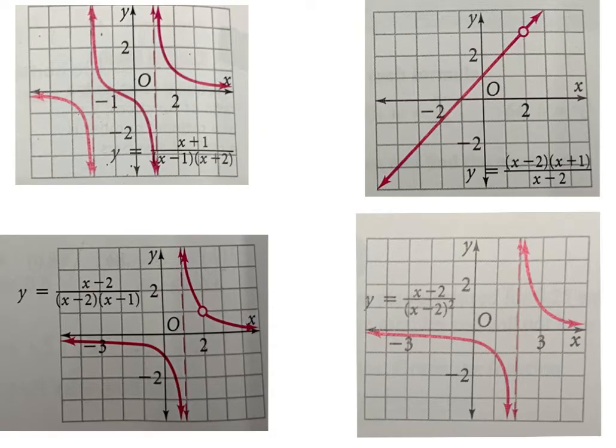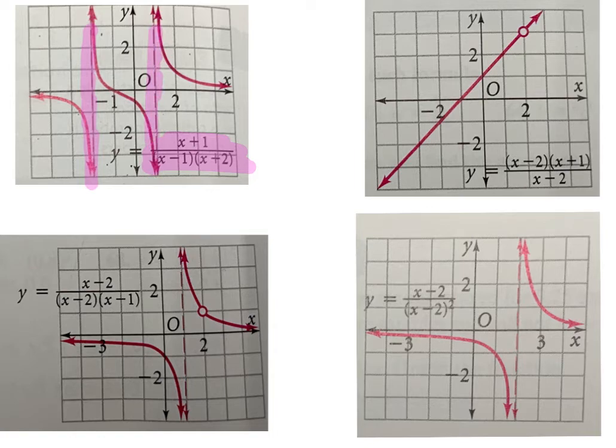They've given us three graphs here and then one at the top. The first graph, you'll notice they have given us x plus 1 over x minus 1, x plus 2. They've already factored it for us, all right? So what are my points of discontinuity here? Right, so my points of discontinuity here are negative 2 and positive 1. So I have this guy right here, negative 2 and positive 1.